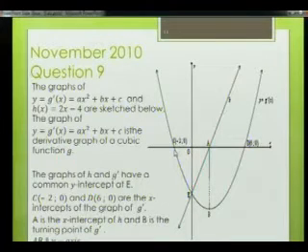C and D are the intercepts of the graph of g prime. A is the intercept of h, and B is the turning point of g prime, and AB is parallel to the x-axis.